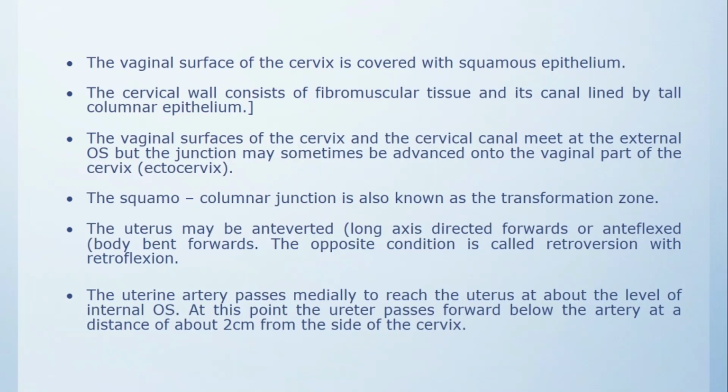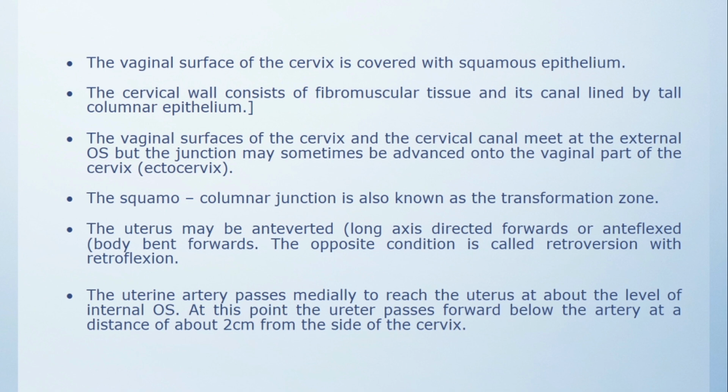The uterus as a whole may be anteverted, with the long axis directed forwards, or anteflexed, with the body bent forwards. The opposite condition is called retroversion with retroflexion. In about 70 to 80% of women, the uterus is directed forwards and bent forwards. That is anteversion and anteflexion. And in 20% of women, they could be retroverted and retroflexed.